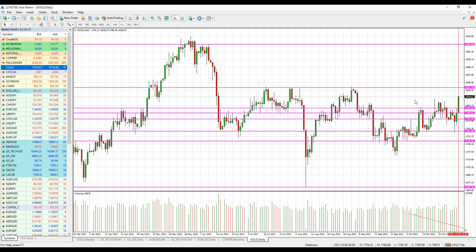So far, we're breaking out of the resistance and we're on the way to retest the next resistance around 1832. So that's on gold. Let's take a look at other metals.